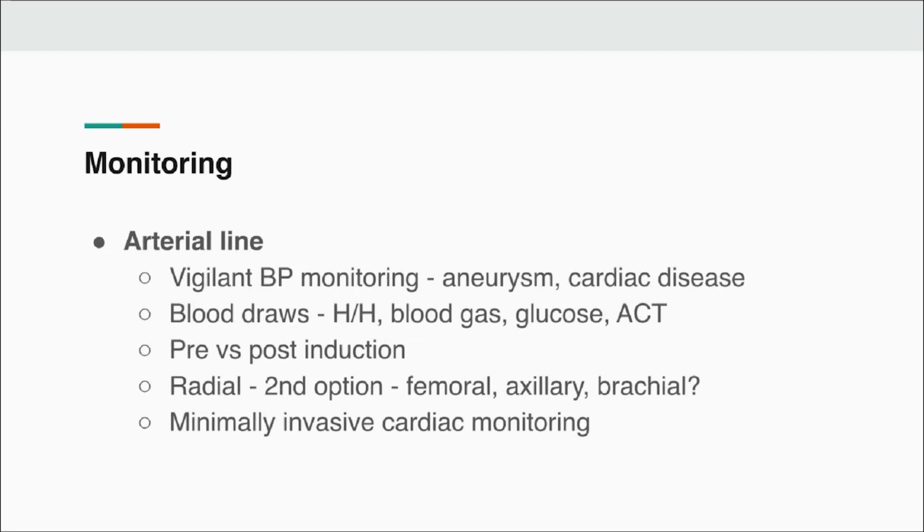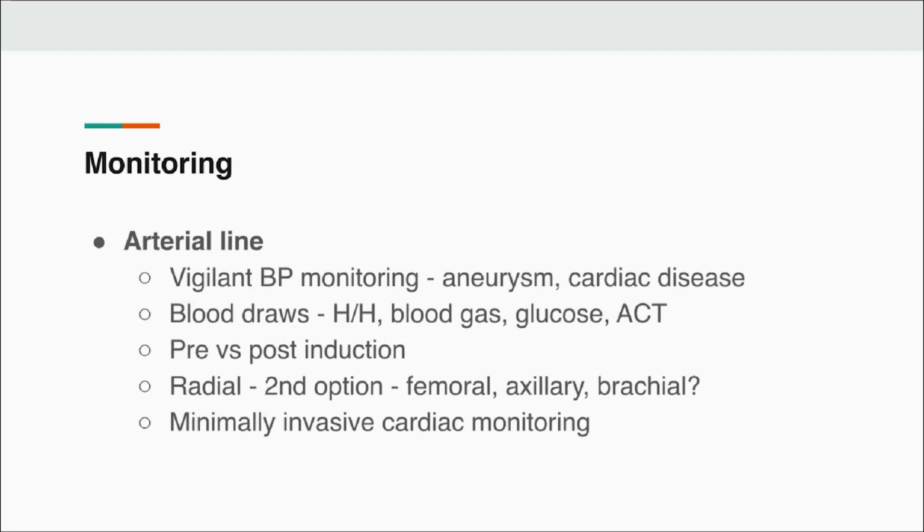So one of our monitors that we may place for a patient is an arterial line. And this is obviously an invasive line, but we do use it frequently, and there are a few indications for an arterial line. The first one being more vigilant blood pressure monitoring than just a blood pressure cuff every 3 to 5 minutes. Patients that would need more vigilant blood pressure monitoring would be those with an aneurysm. So if the patient got very hypertensive and we weren't aware of it, we could have a ruptured aneurysm. And the same thing goes for severe hypotension or swing in blood pressure, an aneurysm could rupture.